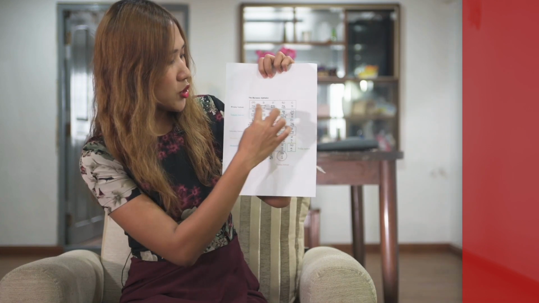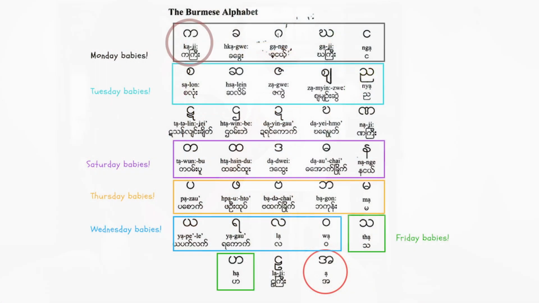In the Burmese language, we have 33 alphabets and 4 tones. Let me explain the alphabet first. We have 33 letters, like ABCD. It's like Kaji, Kagwe, Kange, Kaji, Nga. Sa Long, Sa Ling, Sa Gwe, Sa Mien, Nya, Tatalinze, Tawanbe, Dayengao, Dayemo, Naji, Tawanbu, Ta Sendu, Da Dwe, Da Outside, Na Nge, Pasa, Pa Uto, Ba Tachai, Ba Go, Ma, Yapalet, Yaga, La, Wa, Ta, Ha, Laji, A.